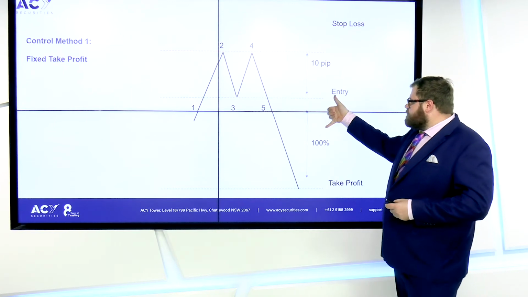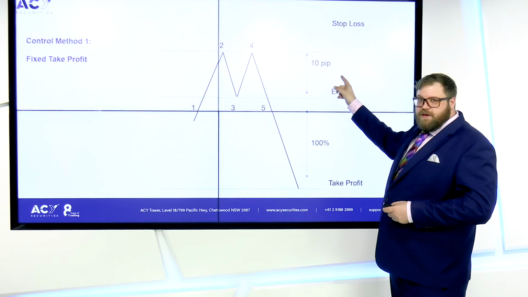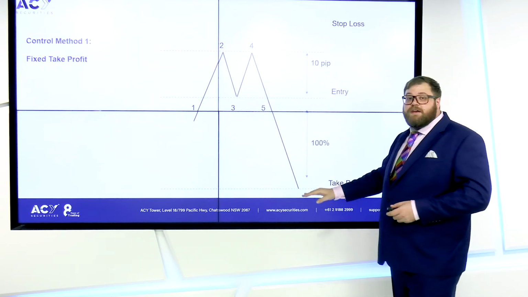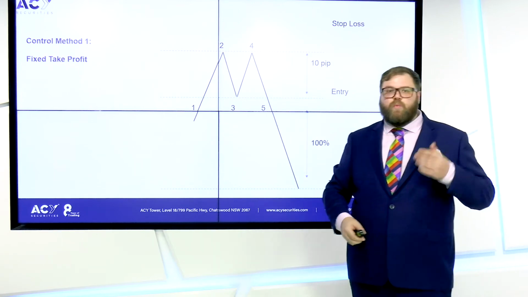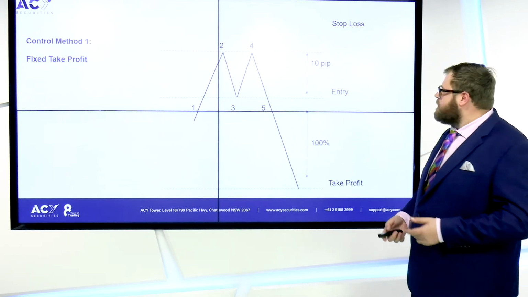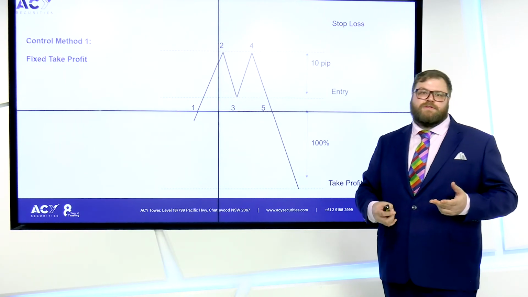So you go from the entry and come down this way and make it 100% of the 10 pip. So if that's the case, then this distance from here to our take profit is also 10 pip. It's a 1-to-1 ratio that we're looking at using in this instance with a fixed take profit. And it allows you to have a gauge of where you can expect things to go.